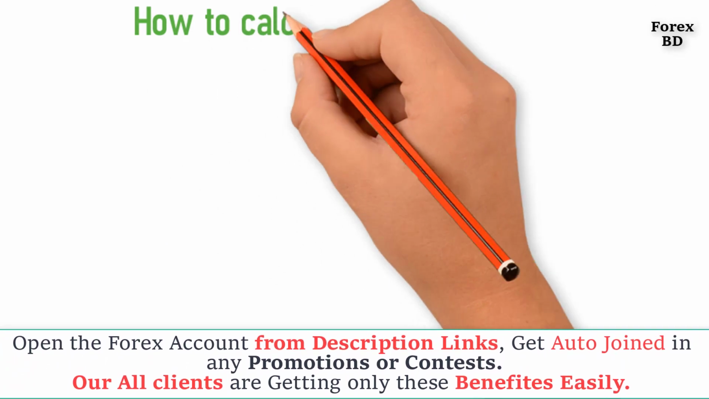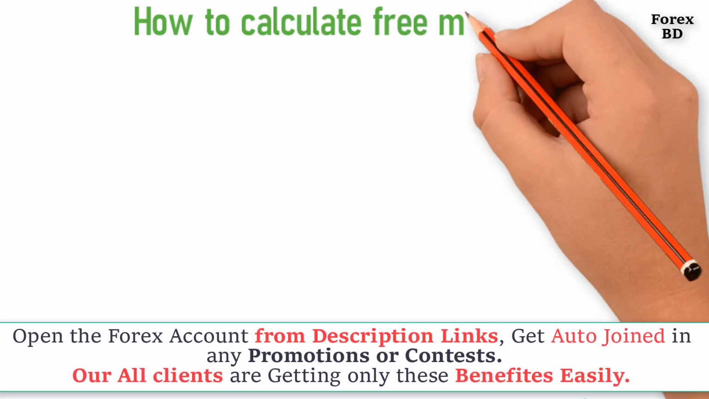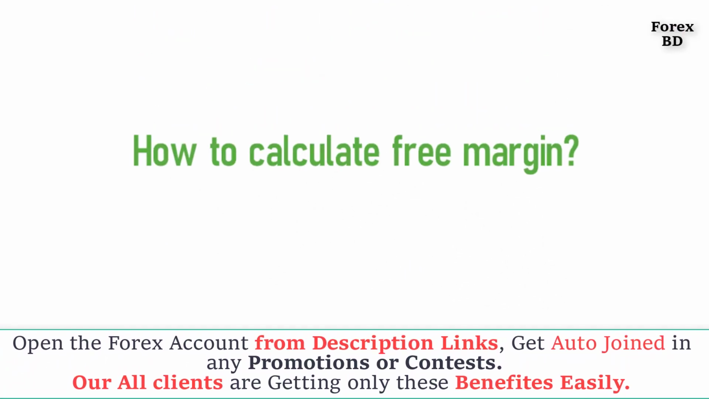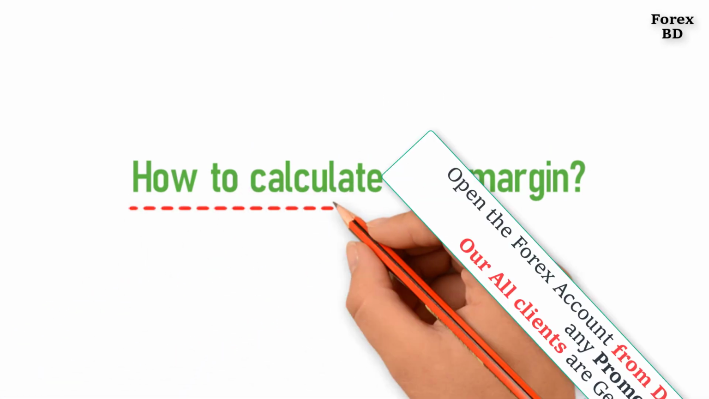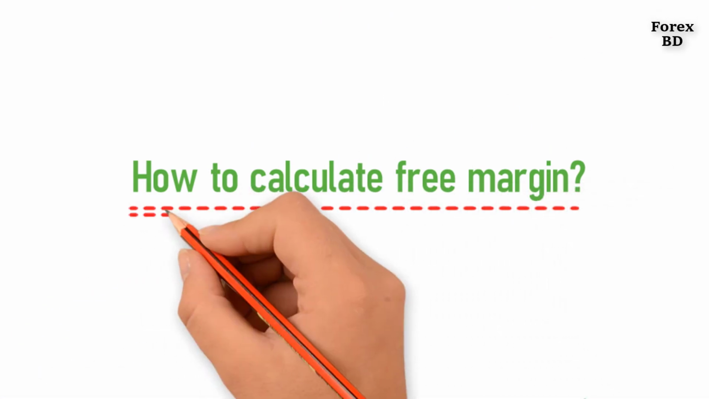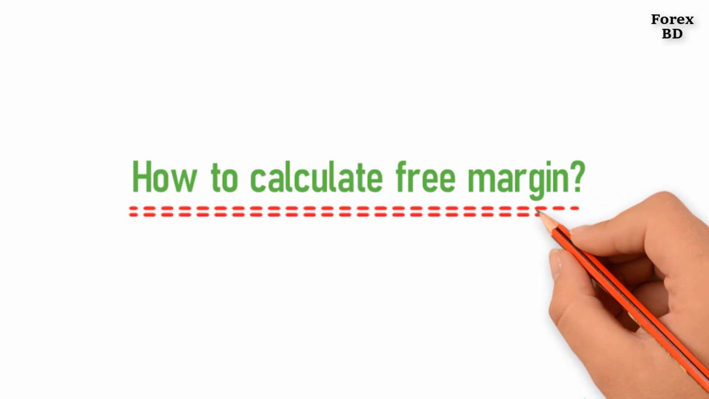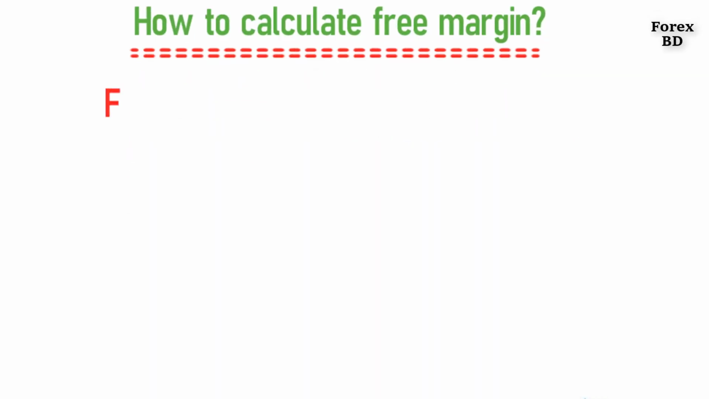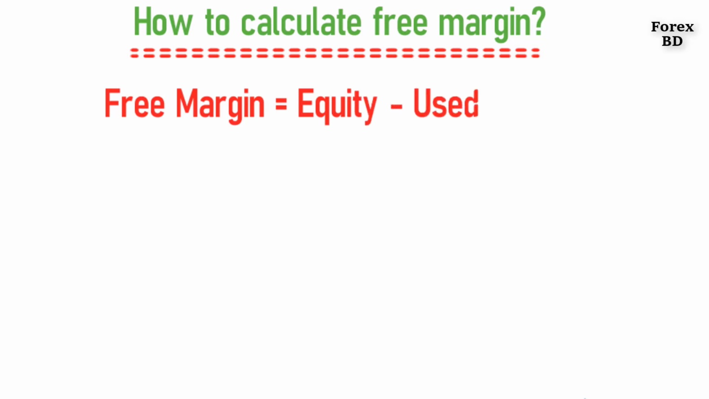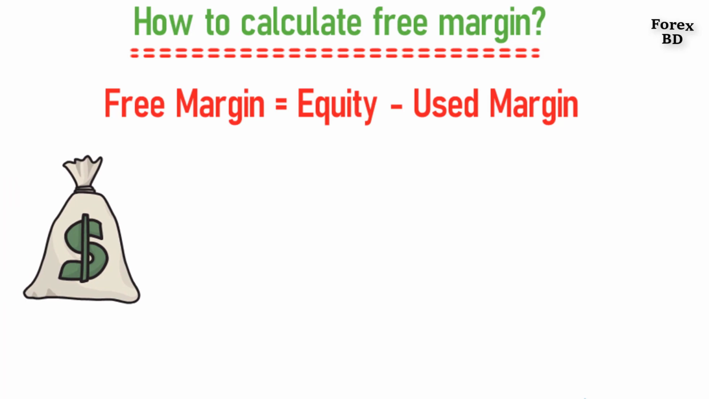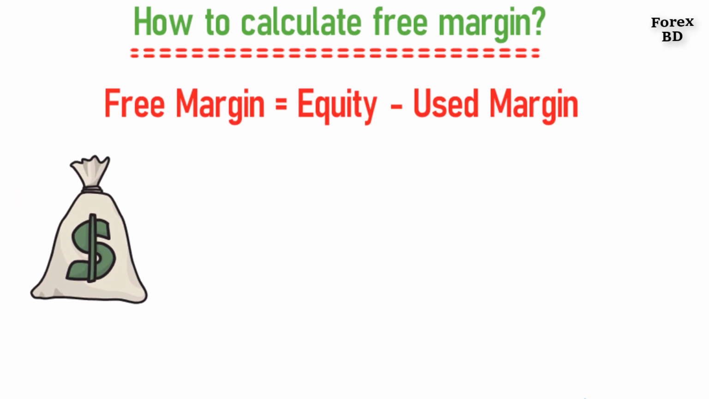How to calculate free margin? Quite simply, if you deduct your used portion from the original balance, what remains is free. By original balance, we mean equity, which will show you real-time balance. If there is any running entry, then by calculating profit or loss it will show real-time balance. Free margin equals equity minus used margin.